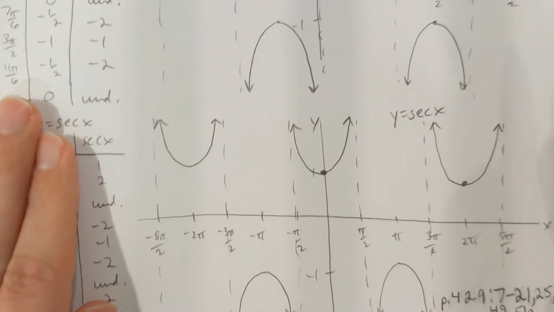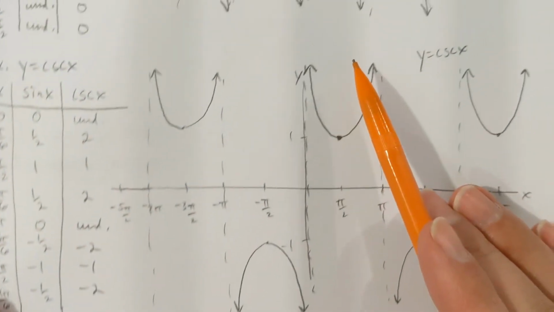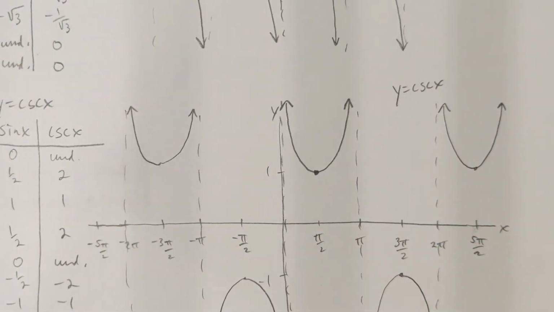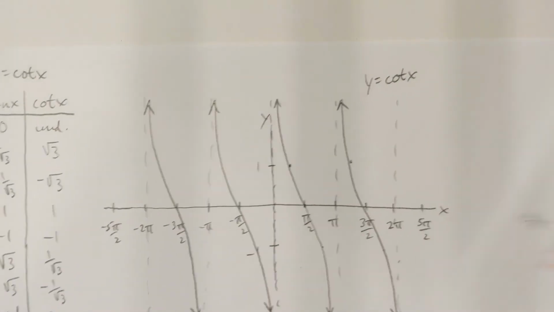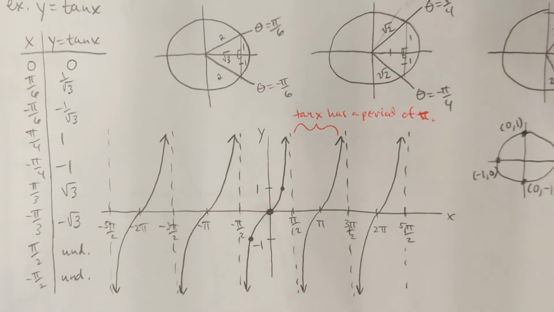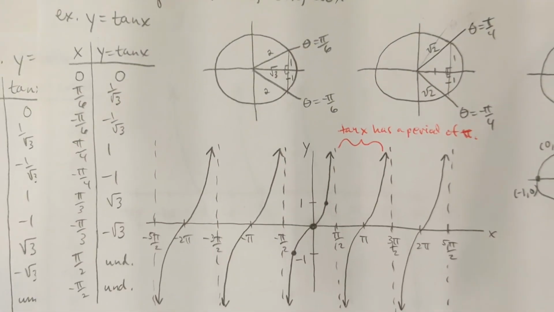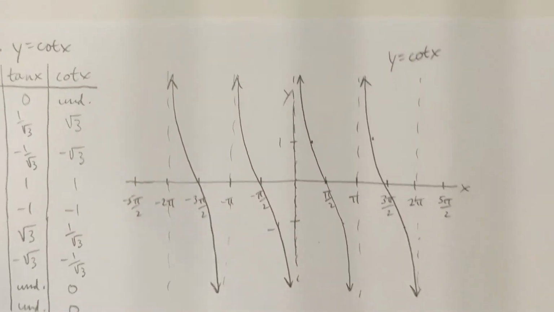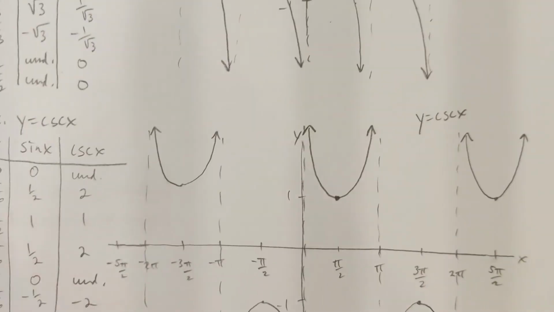Okay, now notice some similarities between y equals secant x and y equals cosecant x, also y equals cotangent x and y equals tangent x. Sorry, I'm moving sheets around here. There are some similarities with how those curves look. Okay, now just like there are similarities with the sine curve and the cosine curve.